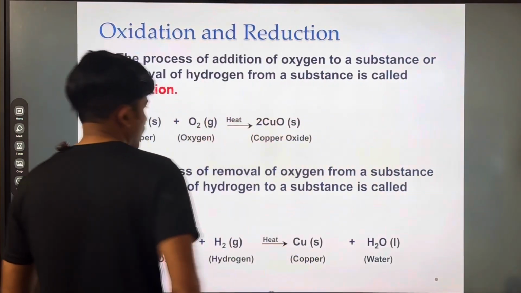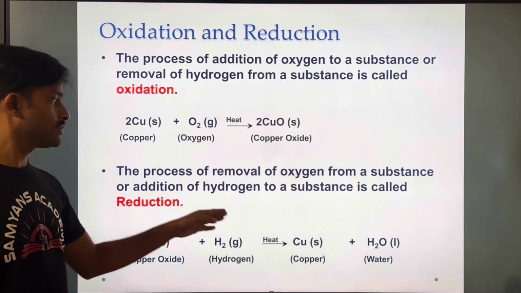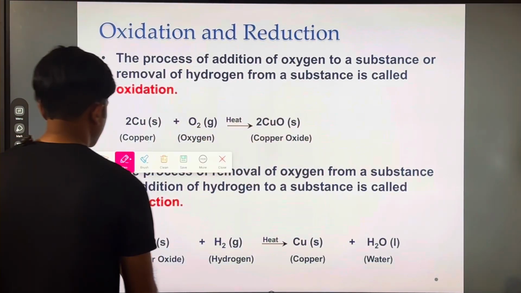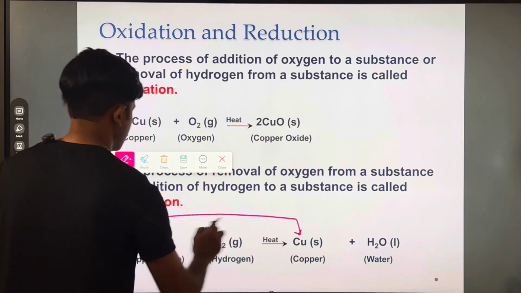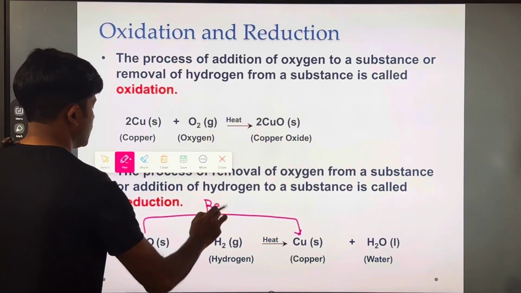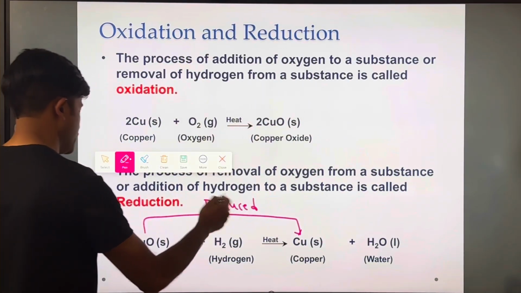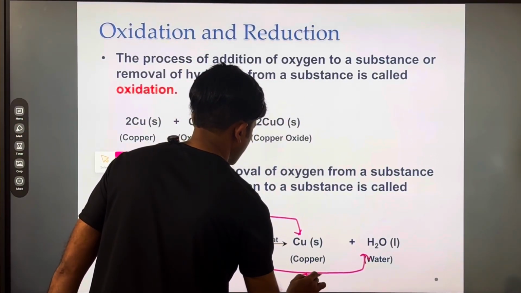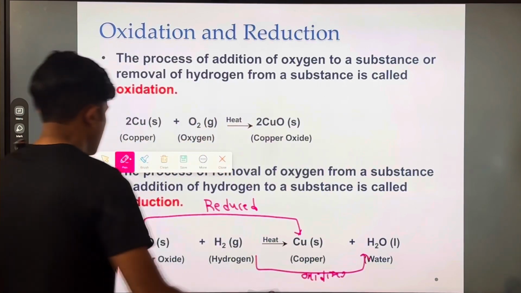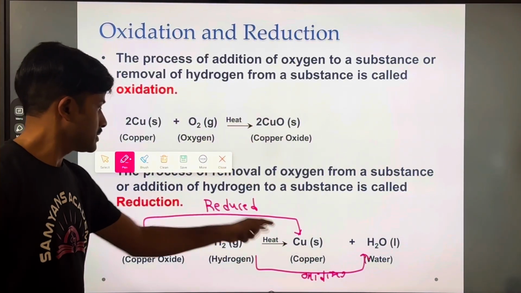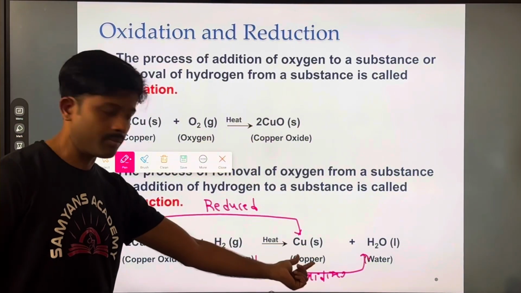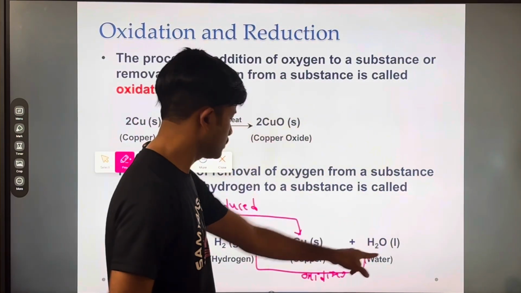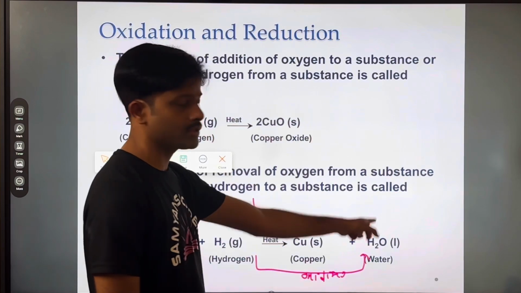The process of removal of oxygen from a substance or addition of hydrogen to a substance is called reduction. Now in this reaction, when you observe here, copper oxide is reduced. So removal of oxygen we call as what? Reduction. So the copper oxide is reduced and the hydrogen gas is oxidized. So copper oxide is reduced to copper. Addition of oxygen to hydrogen, then hydrogen gas becomes water, H2O. So hydrogen is oxidized to H2O.